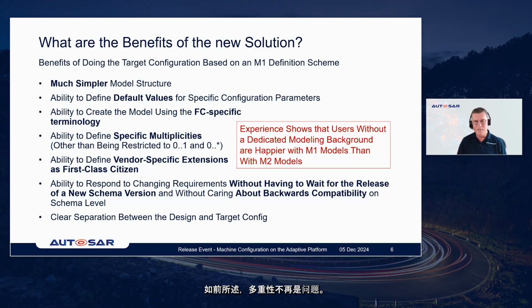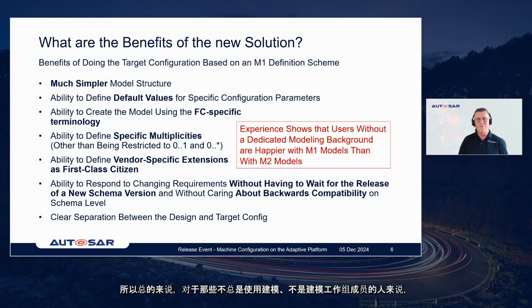Multiplicities, as already explained, are no longer a problem, so they can be chosen arbitrarily. And it's also possible to define vendor-specific extensions. This is not part of the example. The example was a little bit too simplistic to get all the aspects into this one example. And it is possible to respond to changing requirements without having to wait for a new schema. As a side catch, we also get a much better separation between design and target configuration because design and target configuration happen on different meta levels.